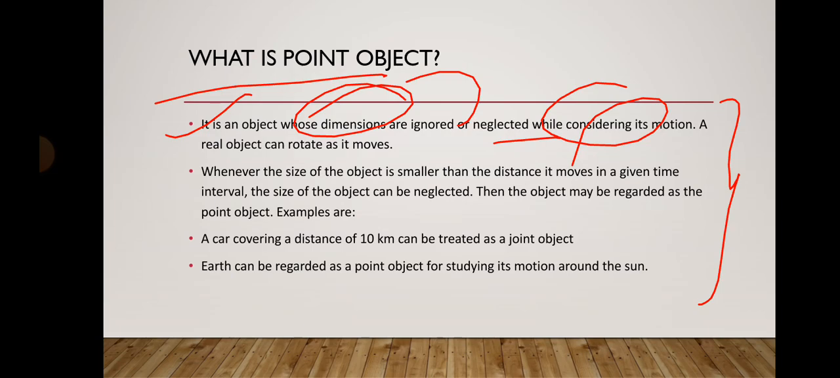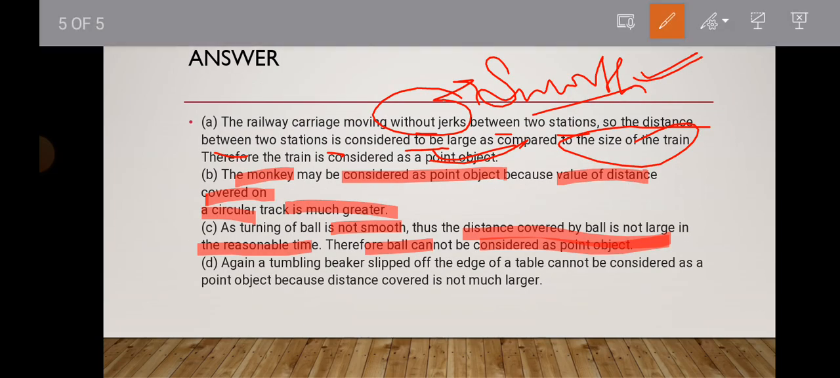Hence it cannot be considered a point object, and this is written in the answer: the tumbling beaker slipped off the edge of the table cannot be considered a point object because the distance covered is not much larger. Hence, this was your question. Thank you.